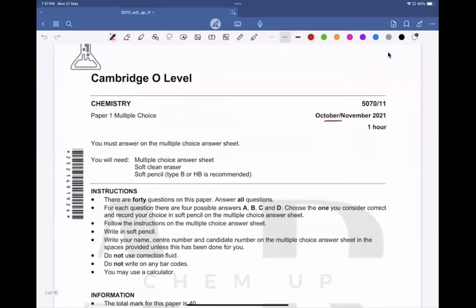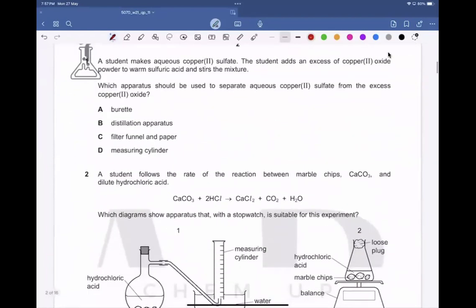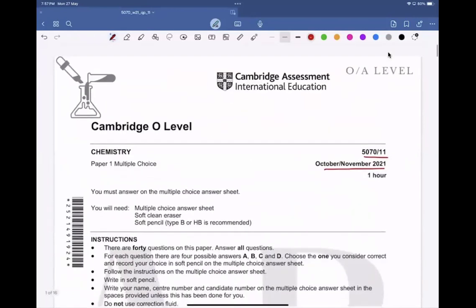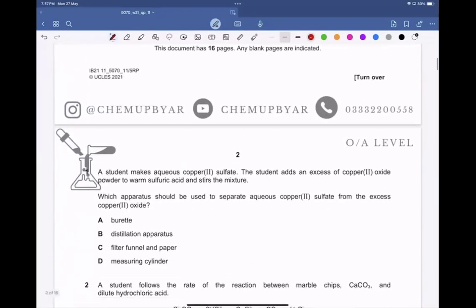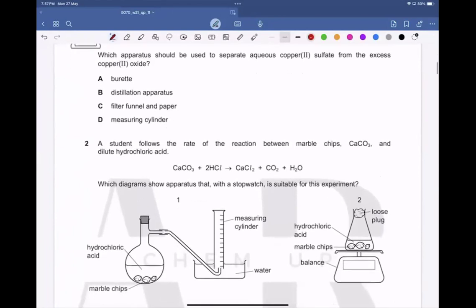Today we are going to start October 2021, paper 1-1. Let's start with question number 1. Okay, let's start with question number 1.